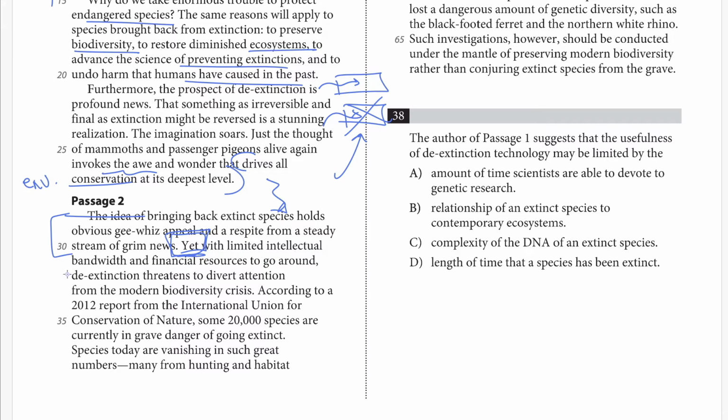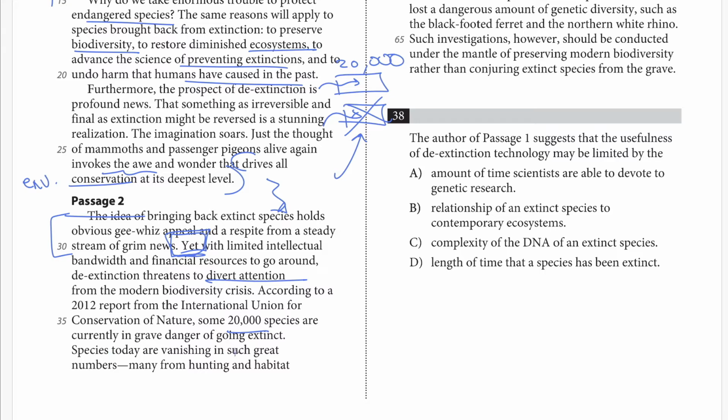Yet, with limited intellectual bandwidth and financial resources, de-extinction threatens to divert attention from the modern biodiversity crisis, right? There's this important crisis going on where animals are actually alive, and instead of looking at those, you want to spend money on something that's already dead and bring it back. According to this report, some 20,000 species are currently in grave danger of going extinct. So many animals are in danger, but this earlier author is focused on the things that are already gone. So that's what this person is saying.